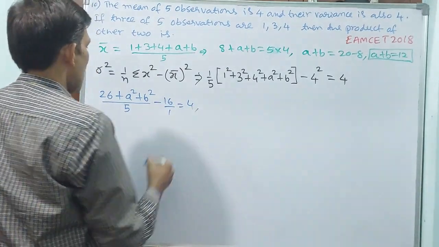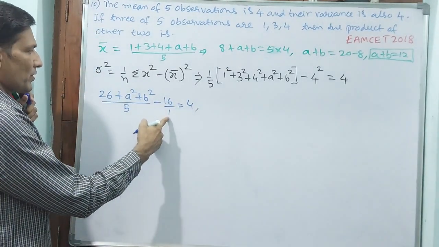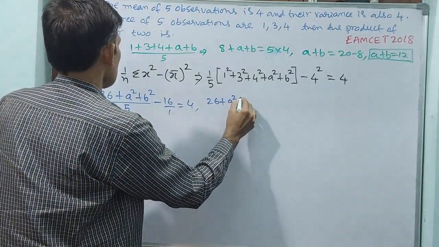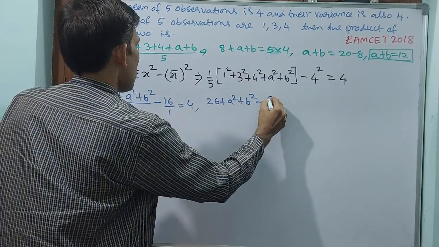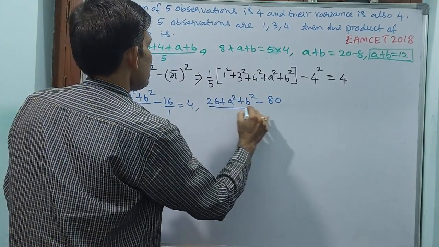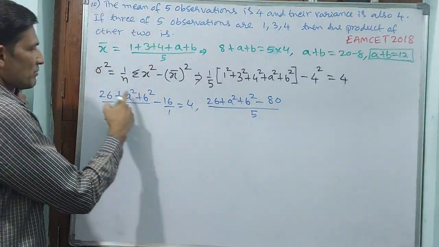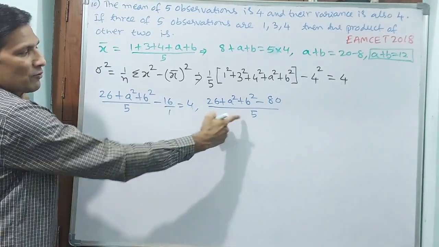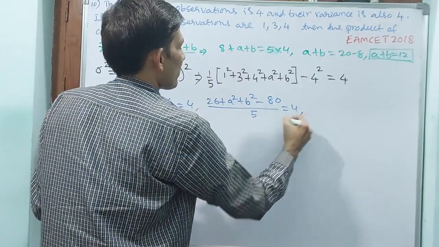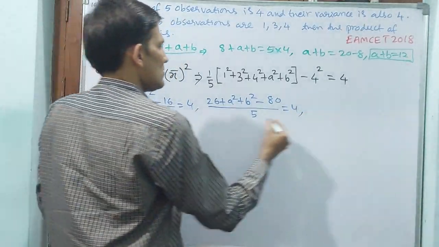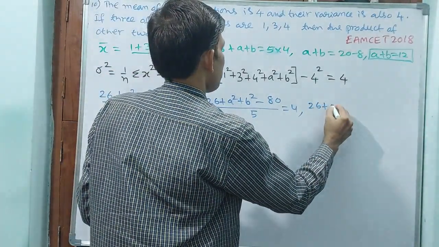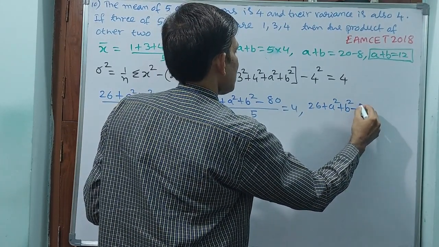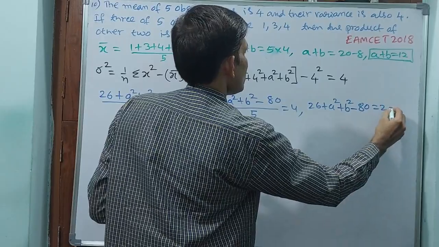Now you see, comma I am keeping. Now you cross multiply. Why? Because 26 plus a square plus b square minus 80, divided by 5. Cross multiplication: 5 into 16 is 80, so minus 80, divided by 5, is equal to 4. Now this further: 26 plus a square plus b square minus 80 is equal to 20.